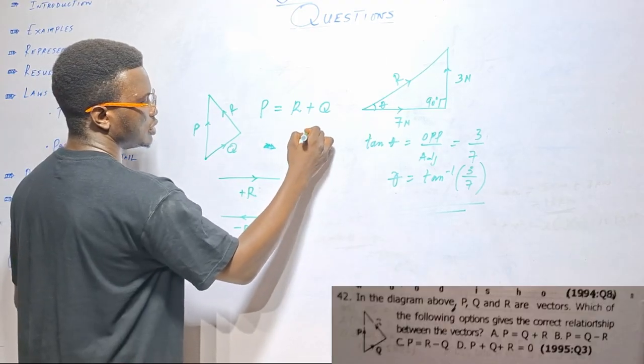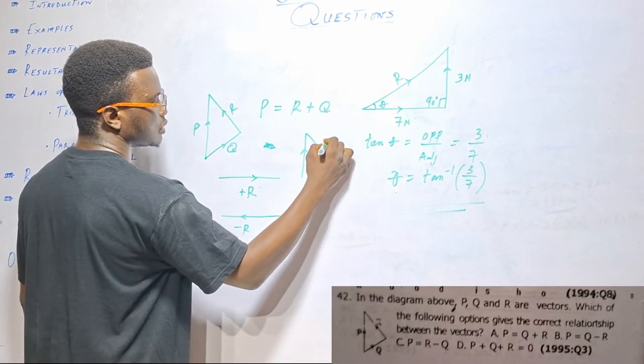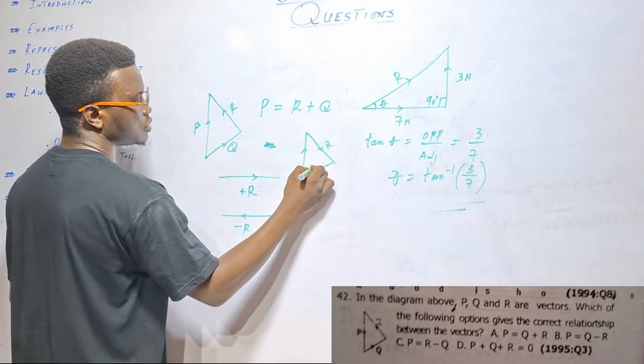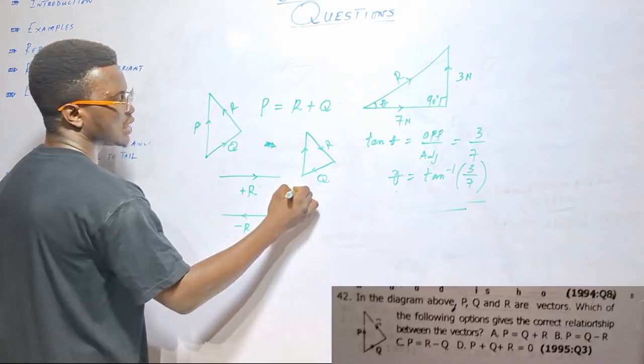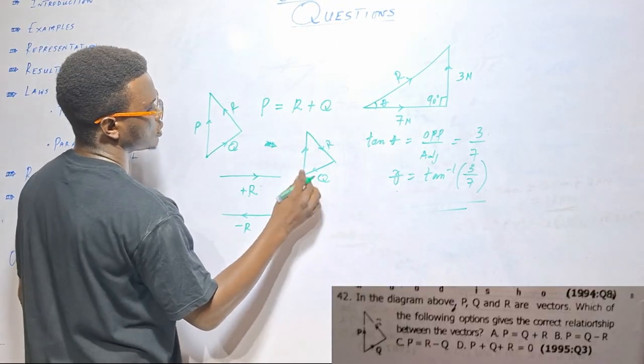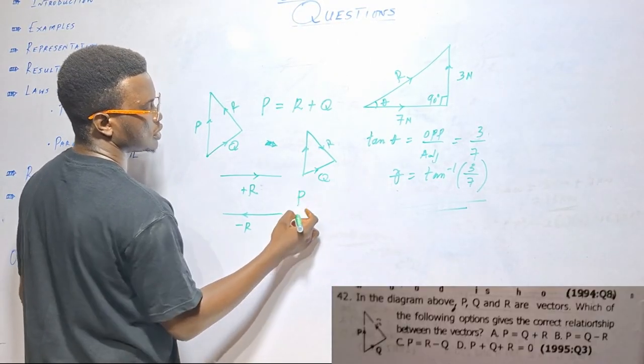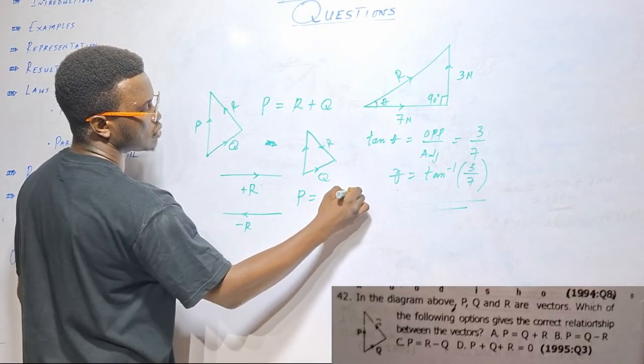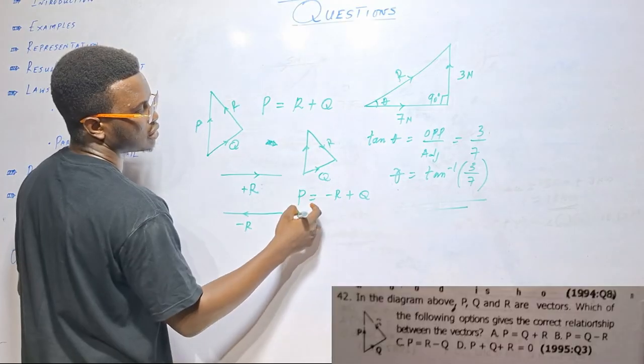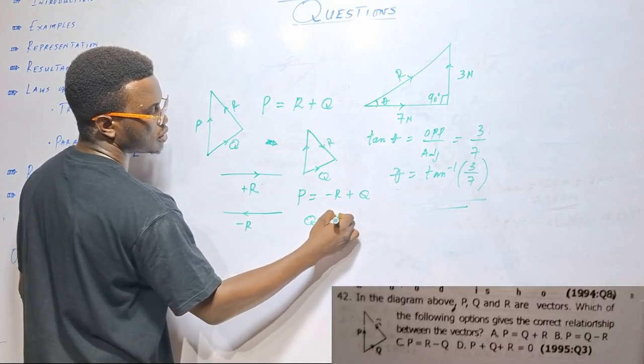This is still my P, but now my R is this way and my Q is this way. So meaning that I can change this to P. Oh, sorry, my Q is still what it is. So P is equal to minus R plus Q. At the end of the day, my Q is going to be P plus R.